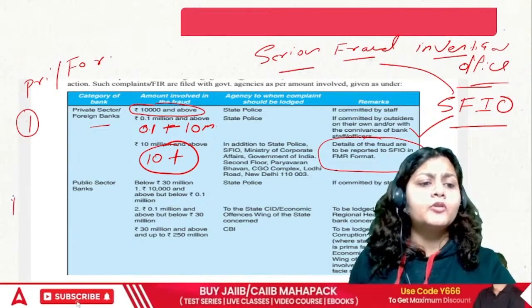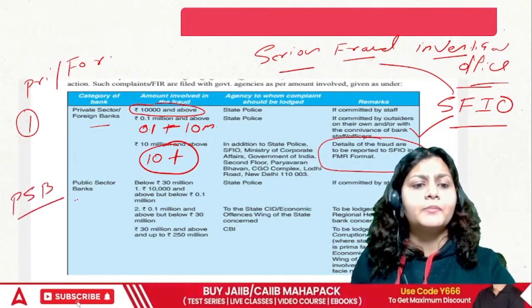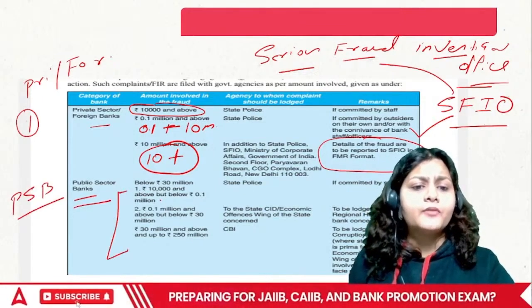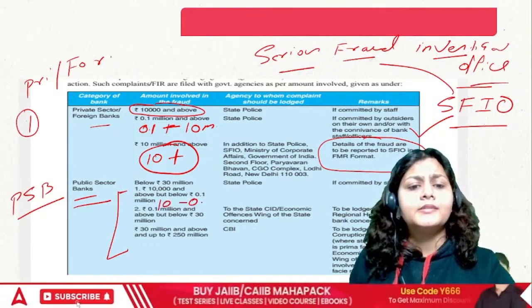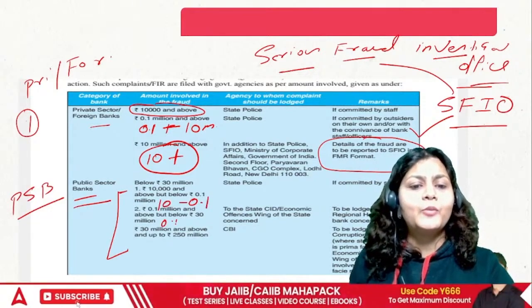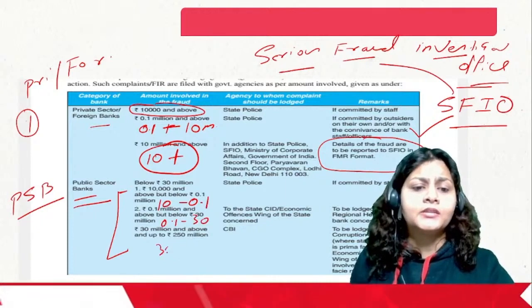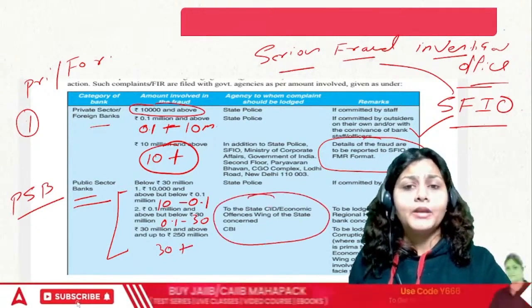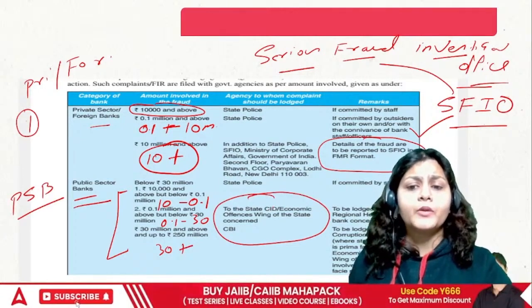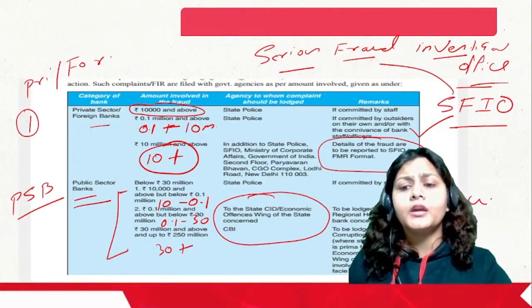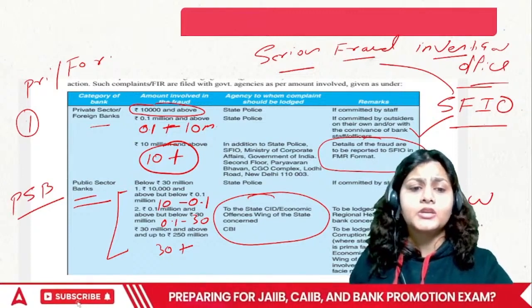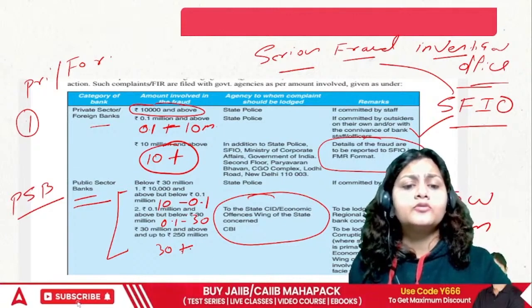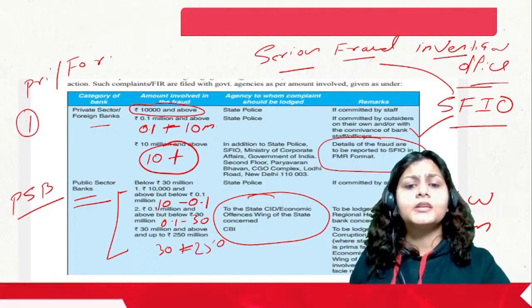Now we are talking about the public sector bank. What is a public sector bank? Here we have these categories: the amount from 10,000 to 0.1, this is 0.1 to 30 million, and this is 30 million and above, right? So all the fraud complaints will be lodged with the Economic Offence Wing and the Anti-Corruption Branch in the case of 30 to 250 million, right? So this is the case.